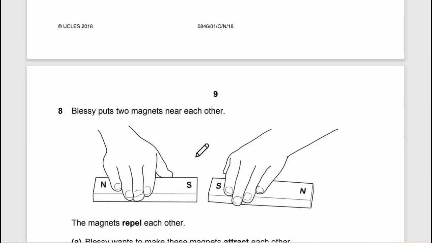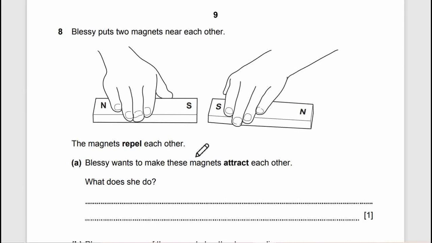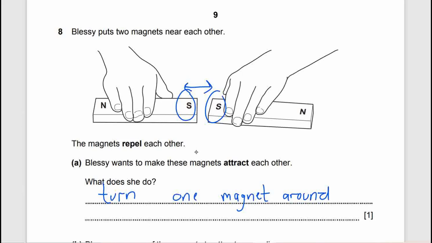Next will be question 8. Let's see, put two magnets near each other. The magnets repel because south and south will repel. Bessie wants to make these magnets attract each other. What does she do? So she turns one magnet around and puts south next to north pole.